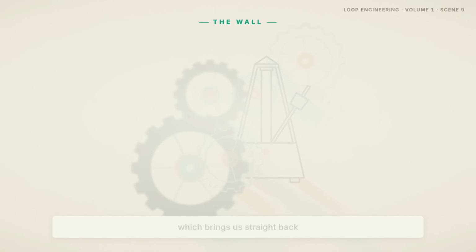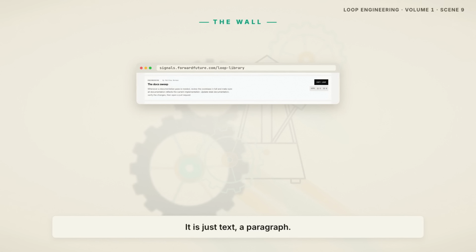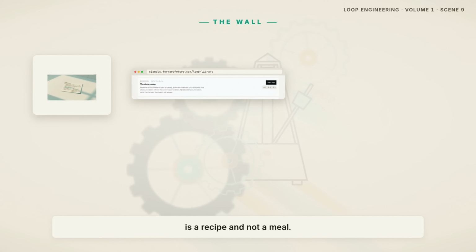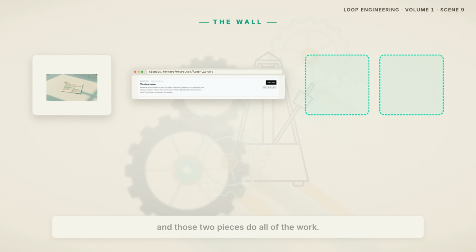Which brings us straight back to where we opened. You go to build one of these, you copy a real loop, and you hit the wall. It is just text, a paragraph. It feels like the author forgot to include the code. They did not. That is the structure of the thing. A loop, as catalogs hand it out, is a recipe and not a meal, and a recipe runs nothing, no matter how carefully you read it. The page looks empty because two pieces were left off it, and those two pieces do all of the work.